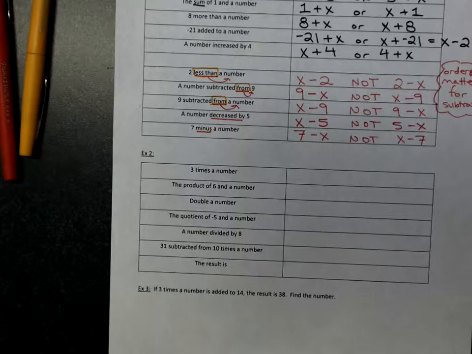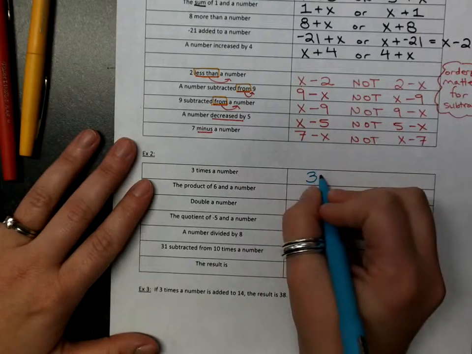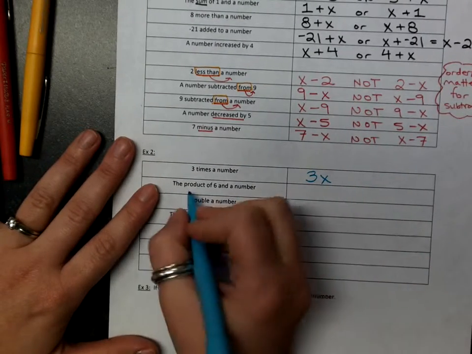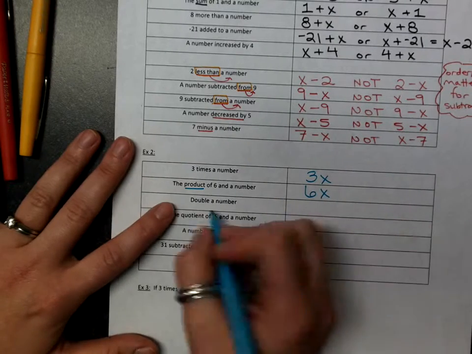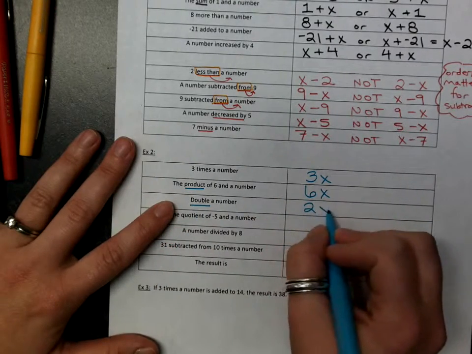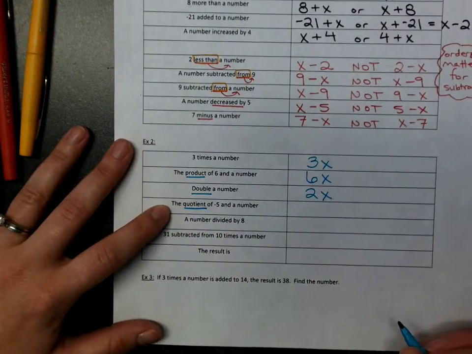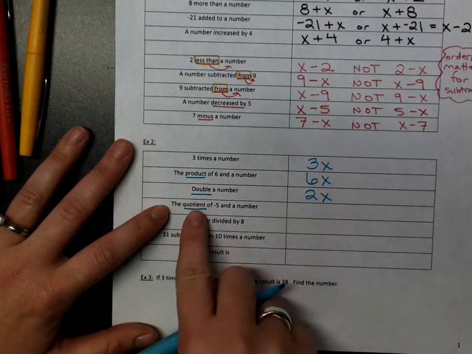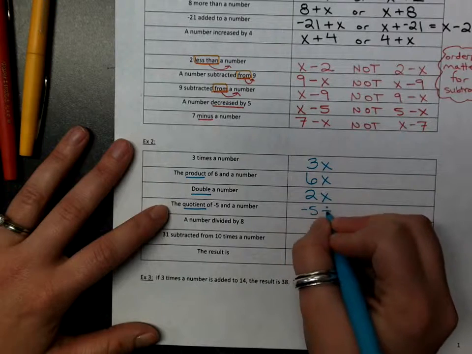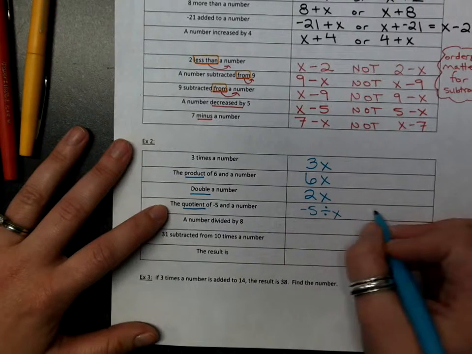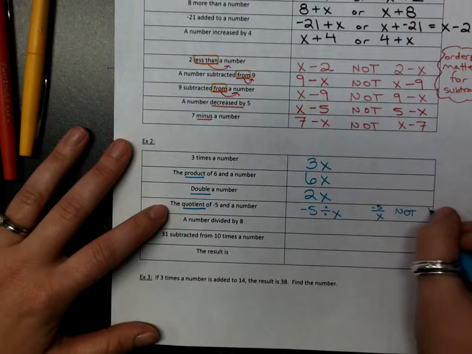And then we have multiplication and division. That's pretty straightforward. 3 times a number, 3x. The product of 6 and a number, 6x. Double a number, double means 2. The quotient of -5 and a number. Now division, whatever you see first is what you put first. So -5 divided by a number. And order matters for division, so it's not the other way around.